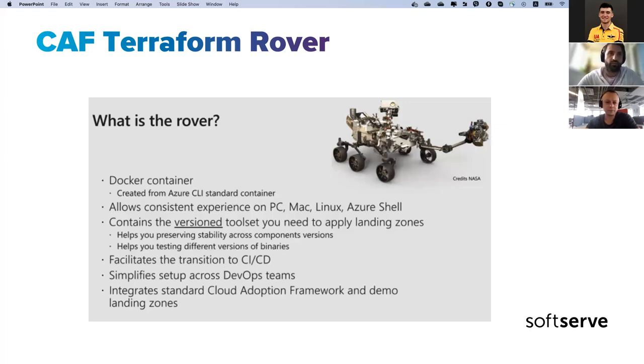So, benefits of using rover: it facilitates transition to CI/CD. What does that mean? We could use this rover container in every CI/CD tool that we want to use. It could be Azure DevOps, GitHub, GitLab CI, and so on. It is also cross-platform, so we could use it on any platform like Linux, Mac, Windows, and so on.